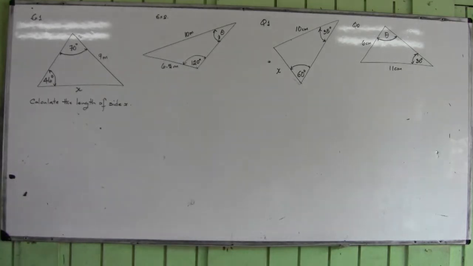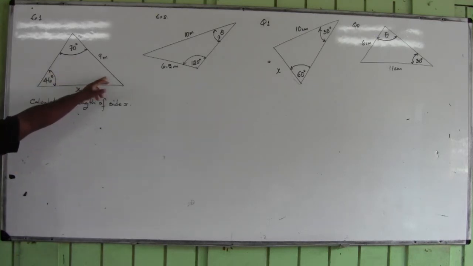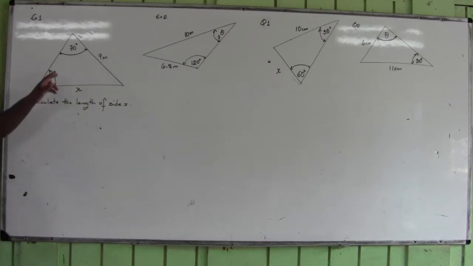Everybody please look. The first thing you have to observe is that you're dealing with a non-right angle triangle. It's very clear here that this is a non-right angle triangle. This angle is acute, this angle is acute, this angle is also acute. Well, this angle is more than 90, so this one must be less than 90. So I'm dealing with a non-right angle triangle.